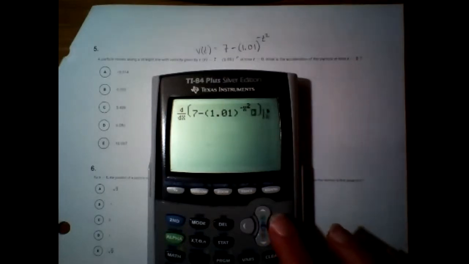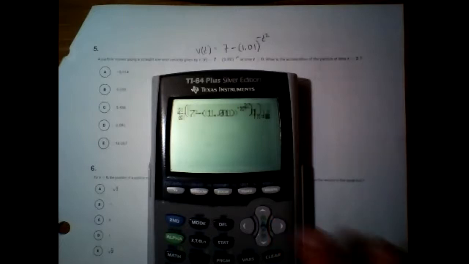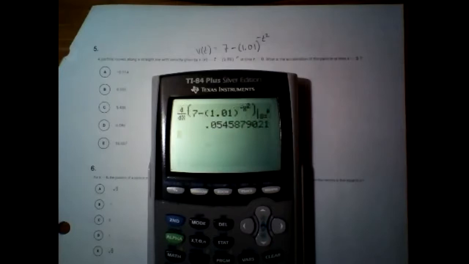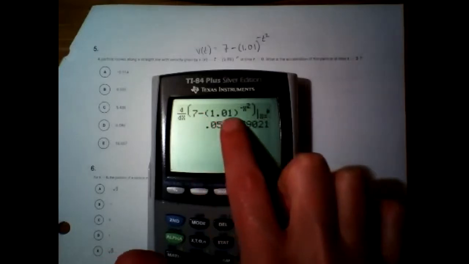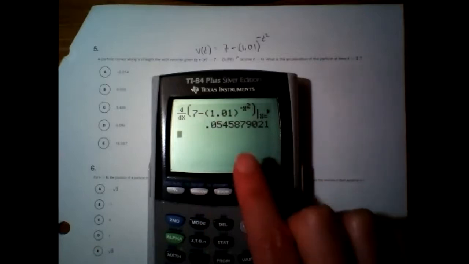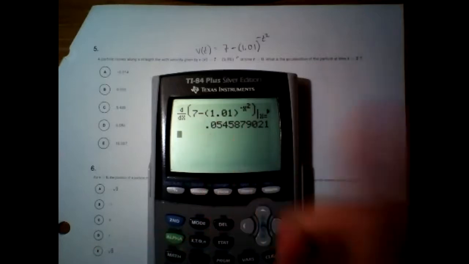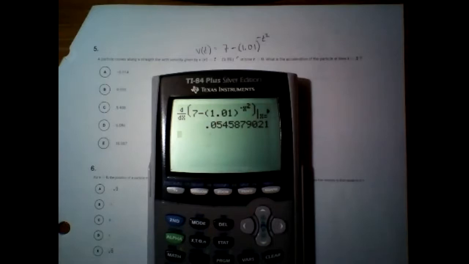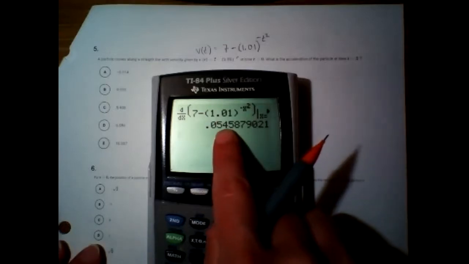So they gave us velocity. They asked for acceleration. So that means we needed to do a derivative. And this is cool. It will literally give you the answer. I mean, you have to be careful typing all of that, because if you type one thing wrong, it's not going to work, which is why it's a good idea to practice typing it. But that's our answer, right? 0.054. They're going to round it up, so it'll be 0.055. So that one is B.